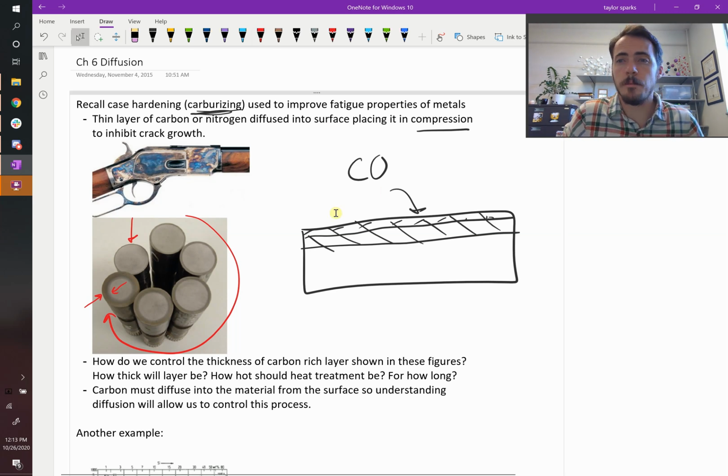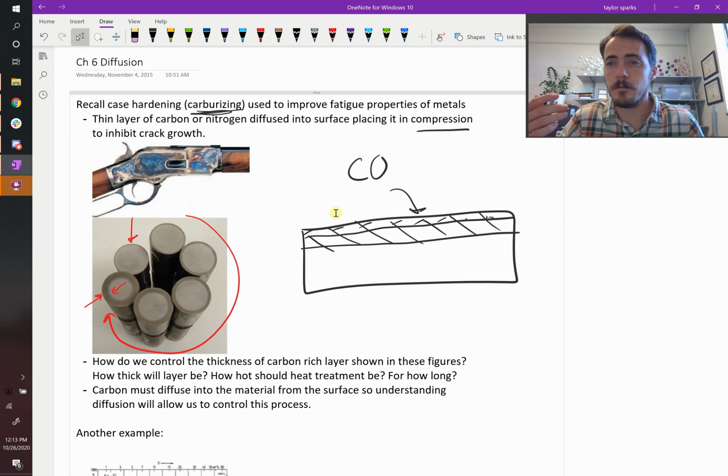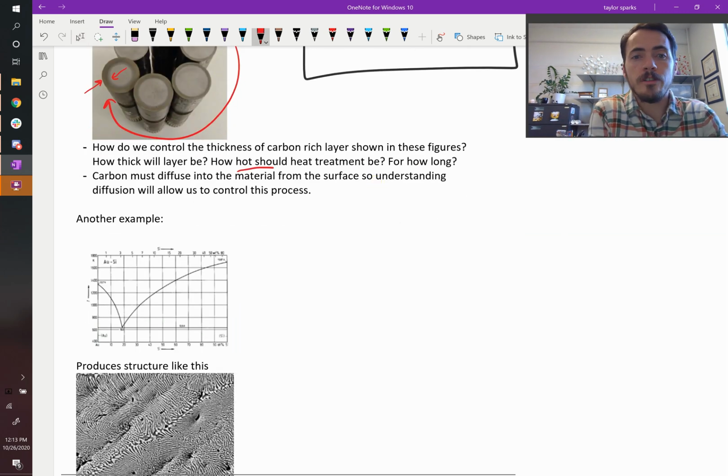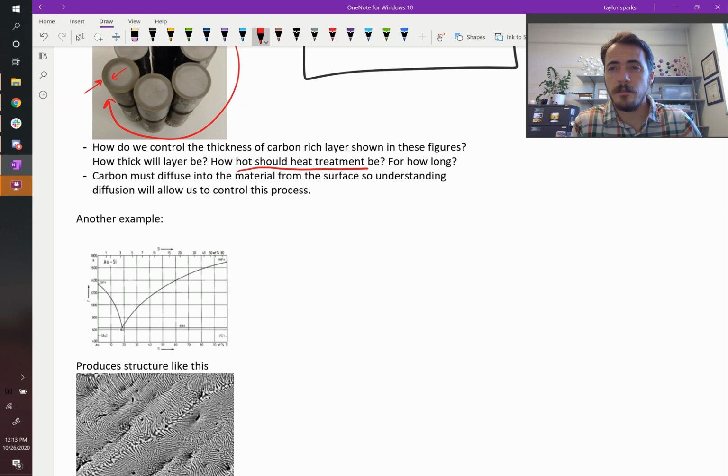So it's important to understand because it's going to change the properties. Maybe you need that thickness to be a millimeter. Maybe it needs to be a centimeter. We can control that once we know how to calculate diffusion for materials. We can also figure out how hot your heat treatment needs to be. Is 800 Celsius enough? Do you need to go up to 900? Could you go all the way down to 600? These things we can calculate, and then the concentration profile.